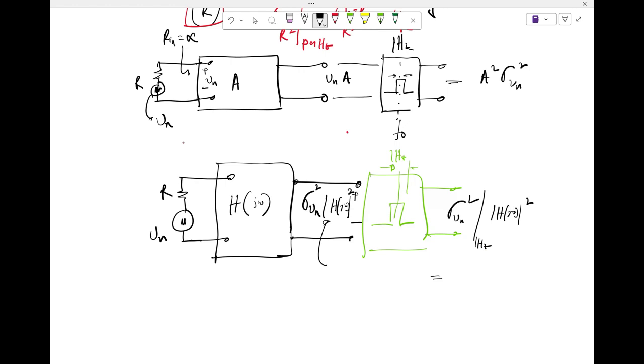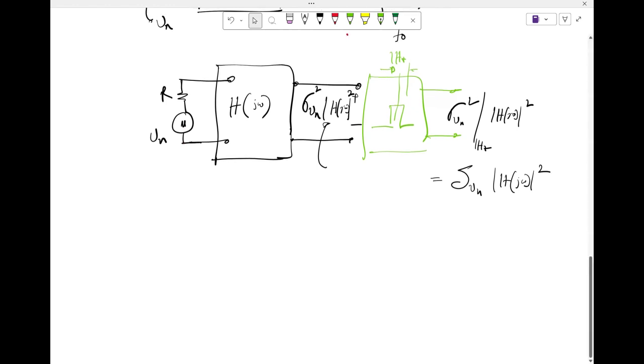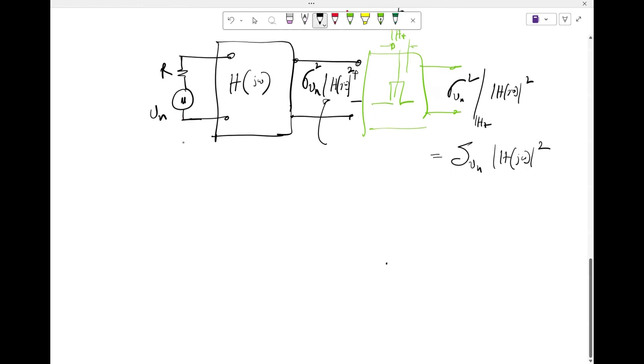More mathematically, this is written as S_Vn. Power spectral density is always per unit hertz. So S_Vn times mod of h of j omega squared. Okay, fine. So that takes care of how to handle noise if I have a frequency dependent component anywhere, right? So now let's do an example, and then probably it will make more sense.